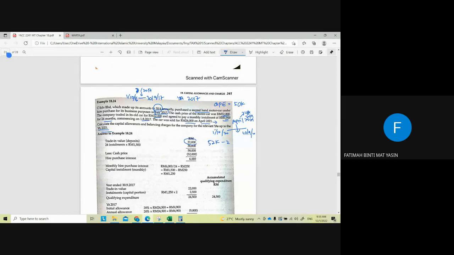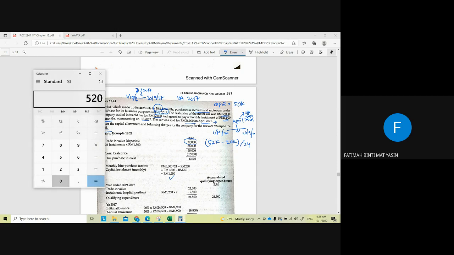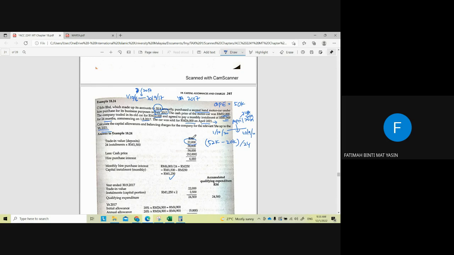So you minus the deposit, then you divide by the number of installment payments. How many months, class? How many installments did they make? 24 months. Okay, so you divide by 24. If you calculate, you get this figure. 52,000, you minus 20,000, then you divide by 24. Wrong. Okay, wait a moment.